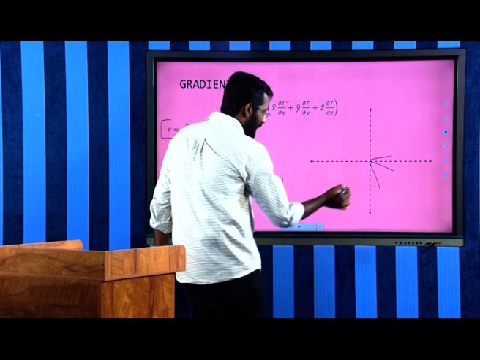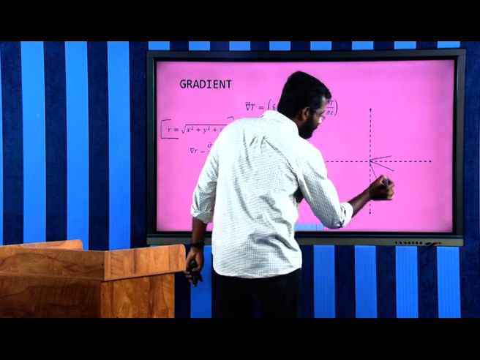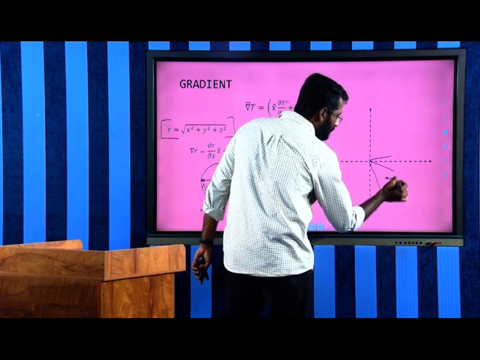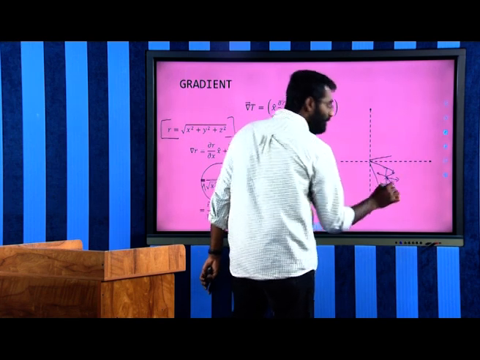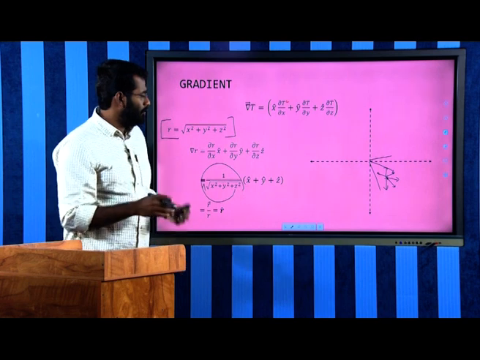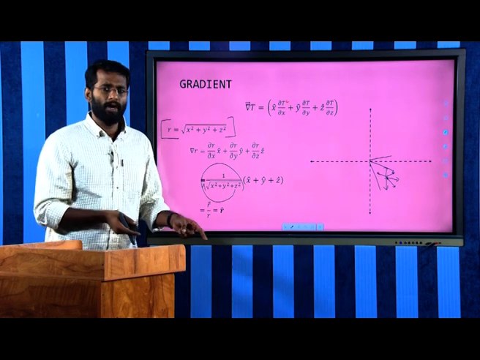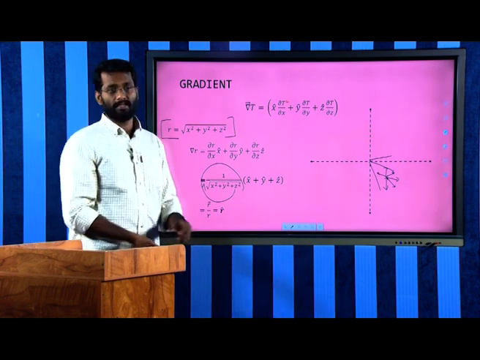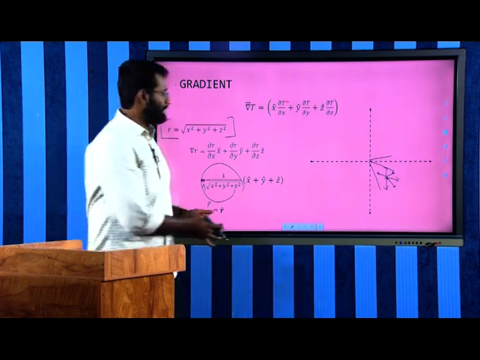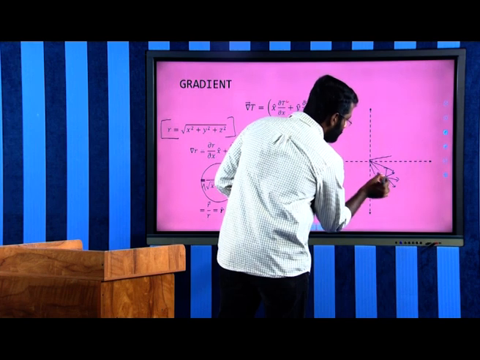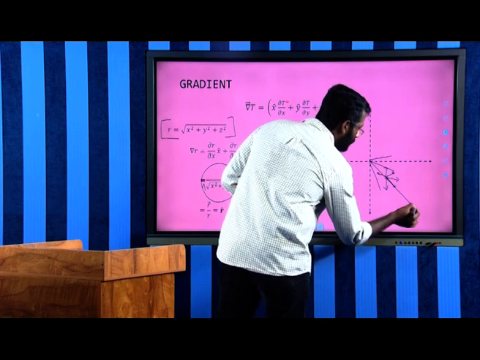That means, I can stand at a particular point here, then I can move in all directions, towards here, towards here, towards here, towards here. When you move, what is the best direction to move to have a maximum change of this r, that is along r cap. That means, this is the direction of r, you have to move along this direction.